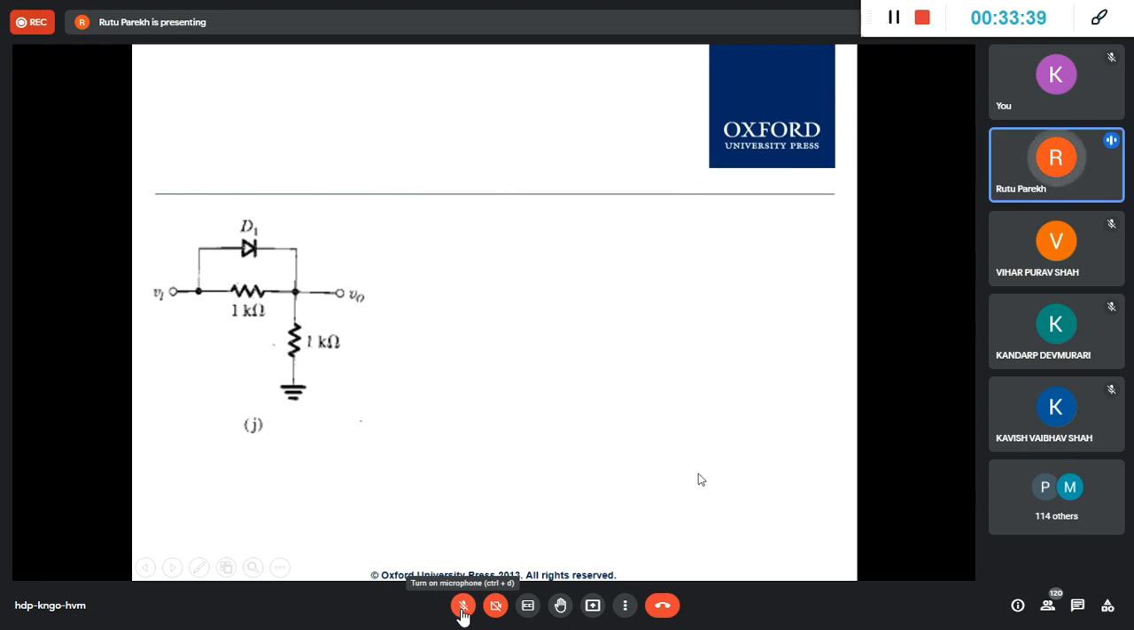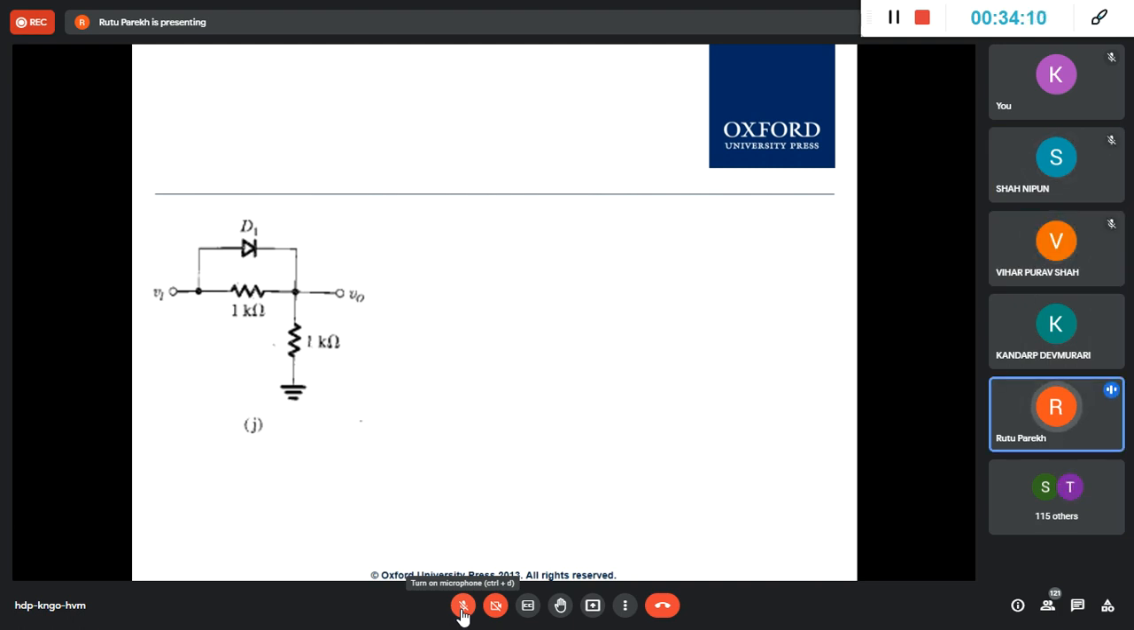Okay, now this is a good example. And whoever will try to help us, you will write your ID in the chat box. Now, here also you can see two resistors and a diode in parallel with this 1K ohm resistor. And you start with the positive half. It will pass through.